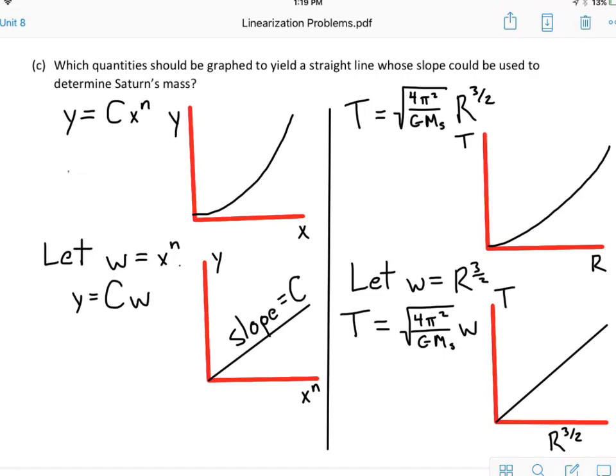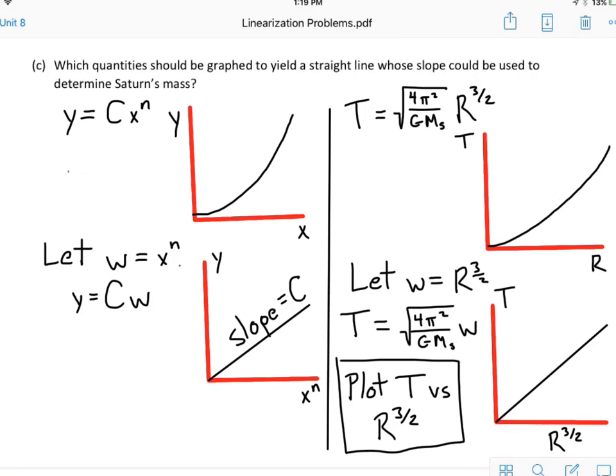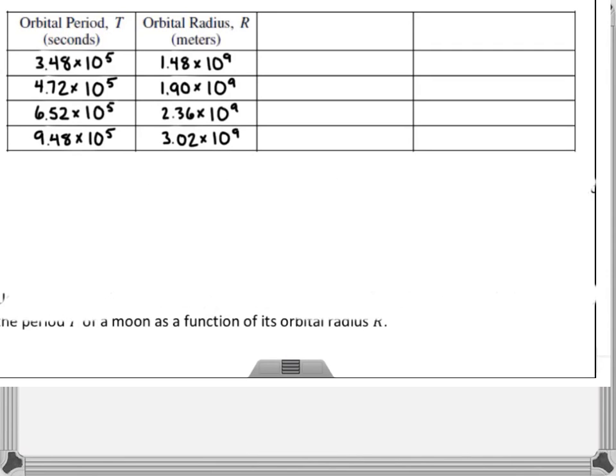Okay, now that we've figured out what we need to plot, let's go on to part D. Oh yeah, plot t versus r to the 3/2. I told you that, but I didn't write it down. There we go. Now let's go on to part D.